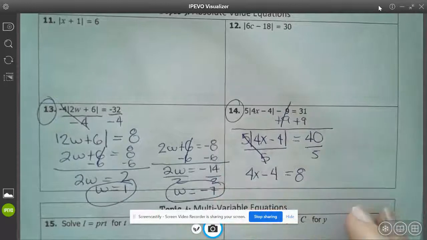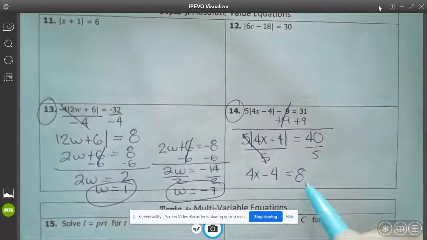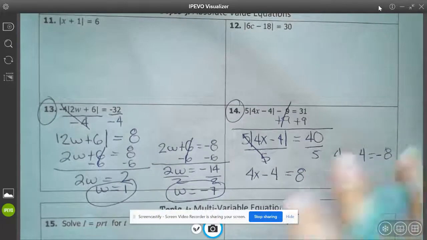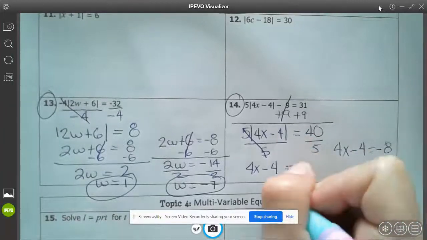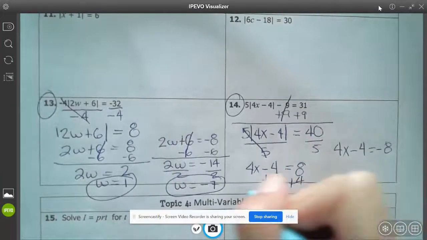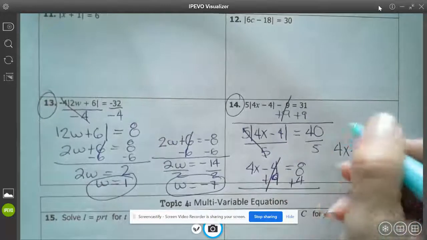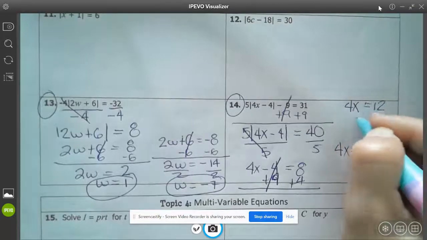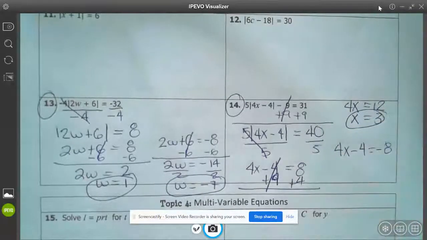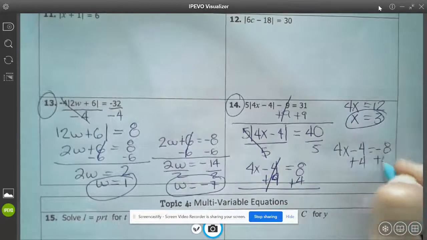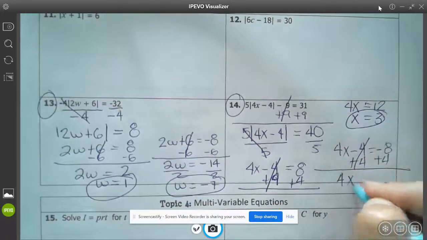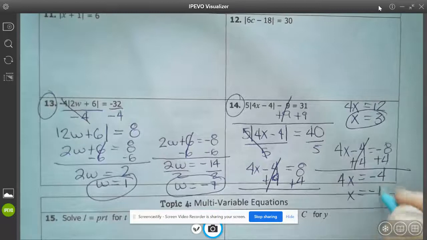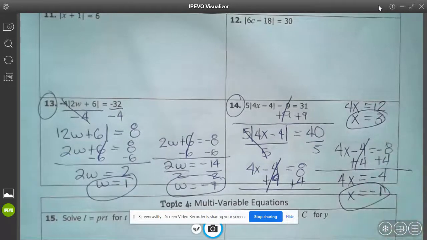Okay, now I can do my two scenarios. So I have 4x minus 4 equals 8, and then I also have 4x minus 4 equals negative 8. And then I have to solve for both. So I have plus 4, plus 4. That goes away here, and then I have 4x equals 12, and then just divide by 4, which gives x equals 3. And then plus 4, that goes away, 4x equals -4, and then divide by 4, and you get x equals negative 1. And these are my two possible solutions, okay?